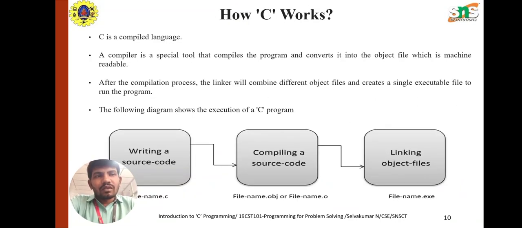How does C work? C is a compiled language. A compiler is a special tool that compiles the program and converts it into an object file, which is machine readable. After the compilation process, the linker combines different object files and creates a single executable file to run the program. The following diagram shows the execution of a C program: we write the source code, the compiler compiles it, and then the linker links the object code. This is how C programs work in real time. Thank you.